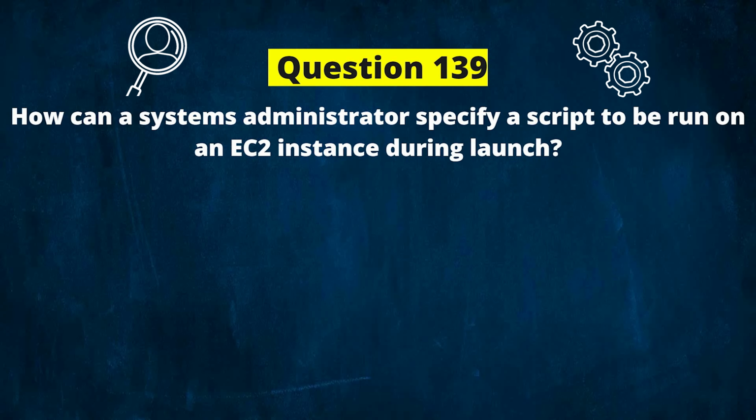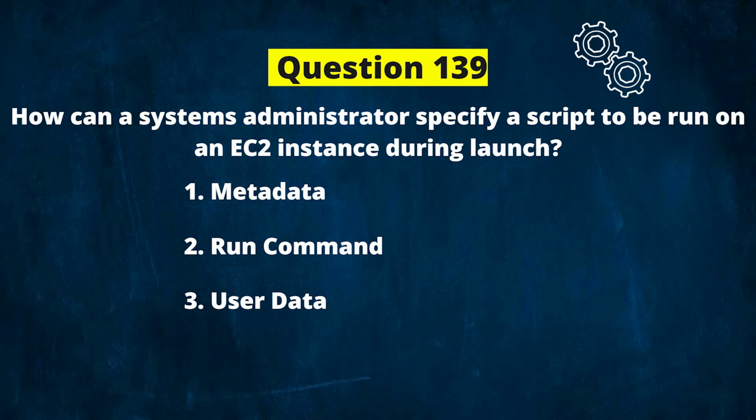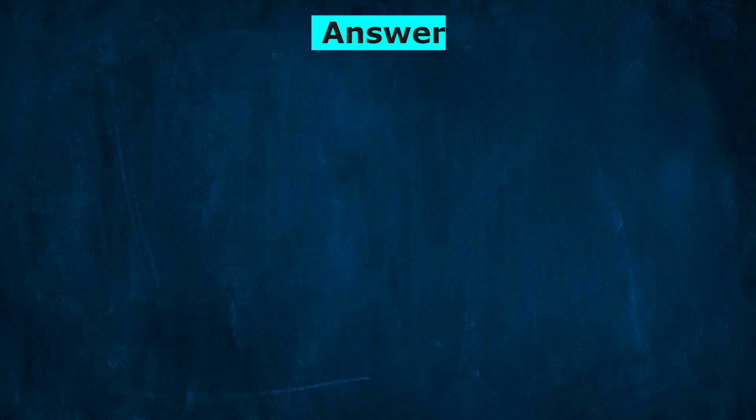Next question. How can a systems administrator specify a script to be run on an EC2 instance during launch? Now the options are: Option 1, metadata. Option 2, run command. Option 3, user data. Option 4, AWS Config. And the correct answer is Option 3, user data.